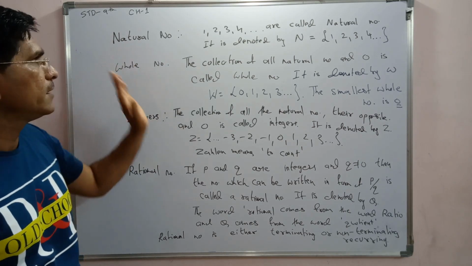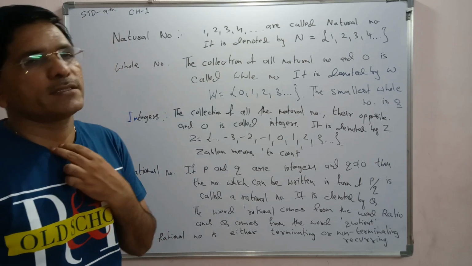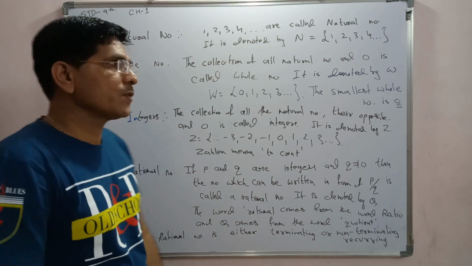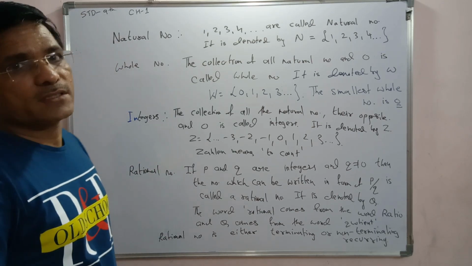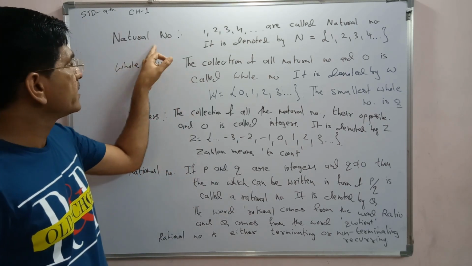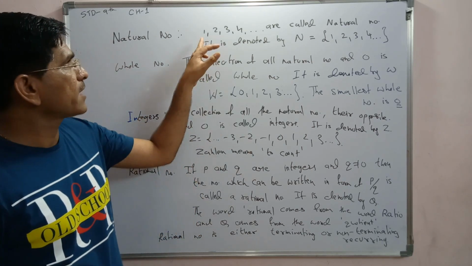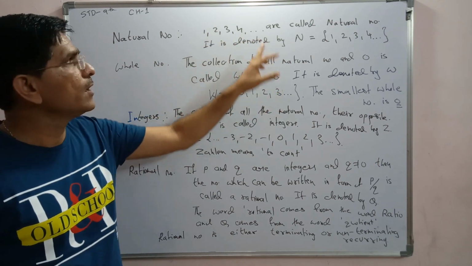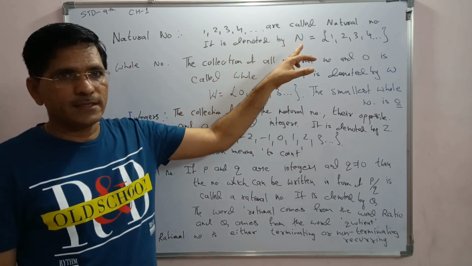From natural numbers. We already did in 8th standard lesson number one, the number system. So before we start with the number system, first of all we have to understand the following terms. First is, what is a natural number? What is the meaning of natural number? Natural numbers start from 1, 1, 2, 3, and so on to infinity. These are called natural numbers. It is denoted by N.